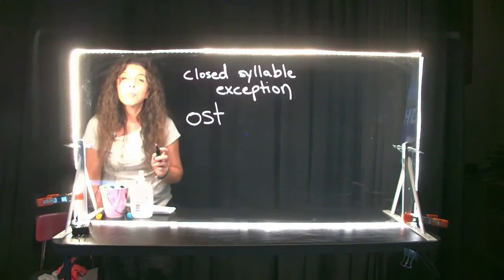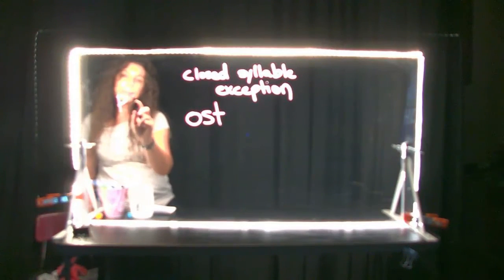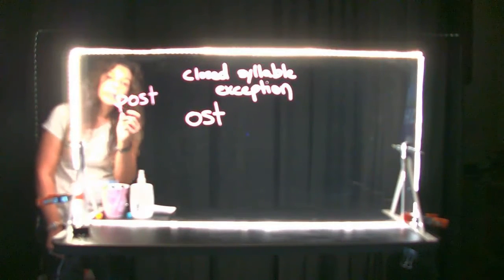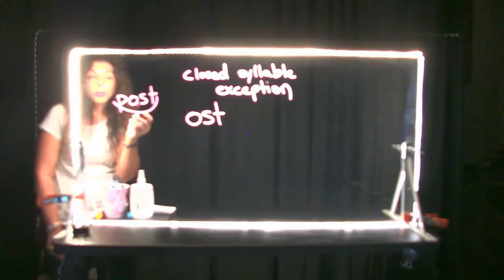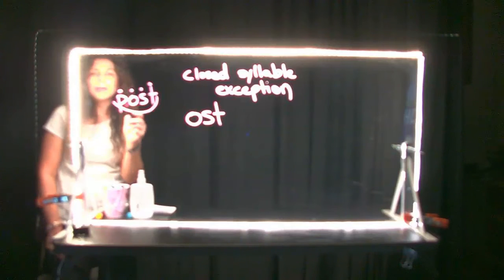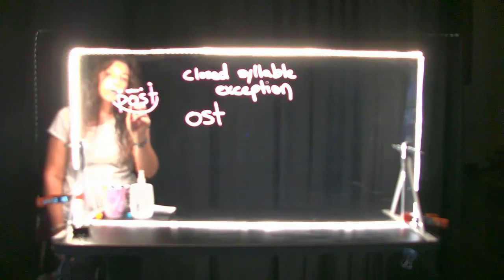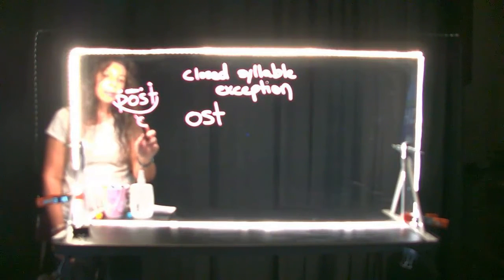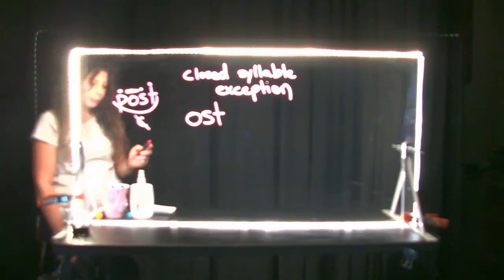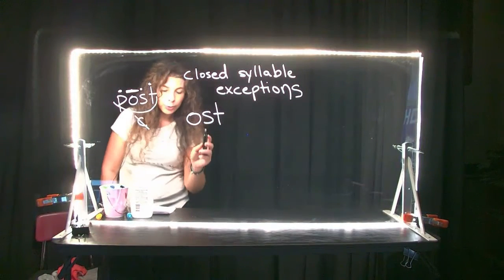O-S-T, post, ost. So why is that an exception? Because if I was writing the word post, that would look like a closed syllable to me, right? One vowel should be short, closed in. P, o, s, t. I don't pronounce this, though, as pahst. I pronounce it as post with a long O sound. So if you were marking this, you would mark it as a closed syllable with a line making it an exception.